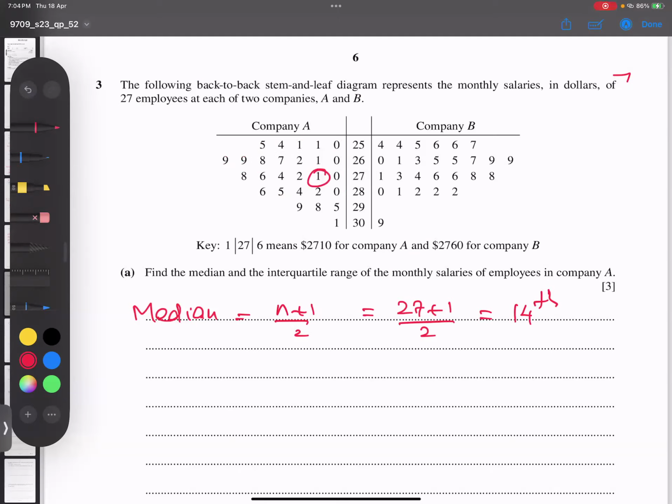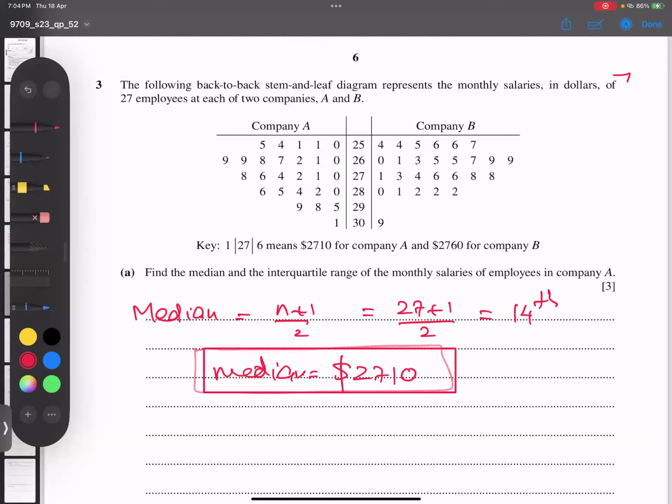So how to write it? 27 from here and 1 from here, so I get 27 and 1. But you can see there is a 0 here. He put an extra 0, so we'll put the extra 0 too. So there is the median salary. I believe this is nothing hard to do.